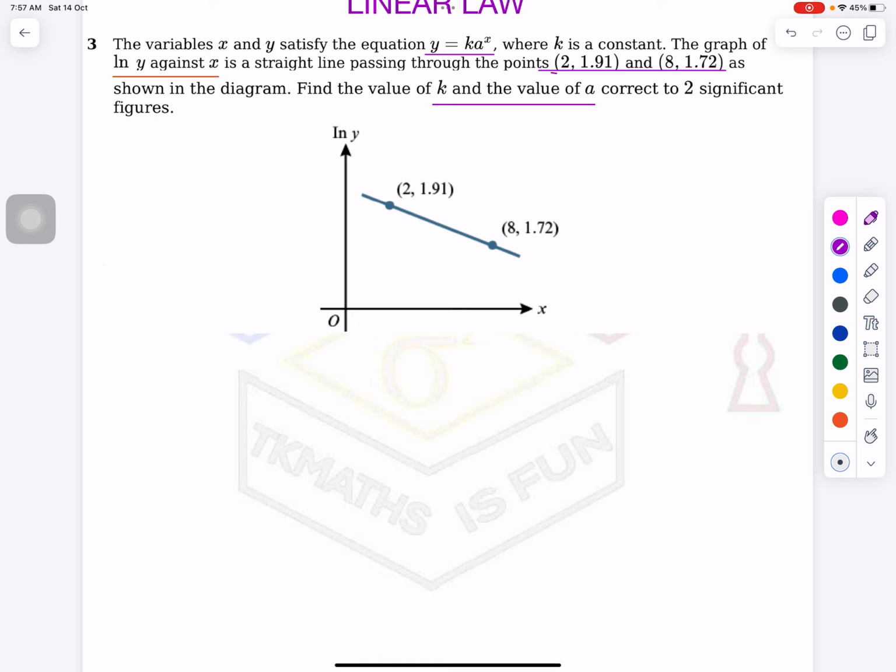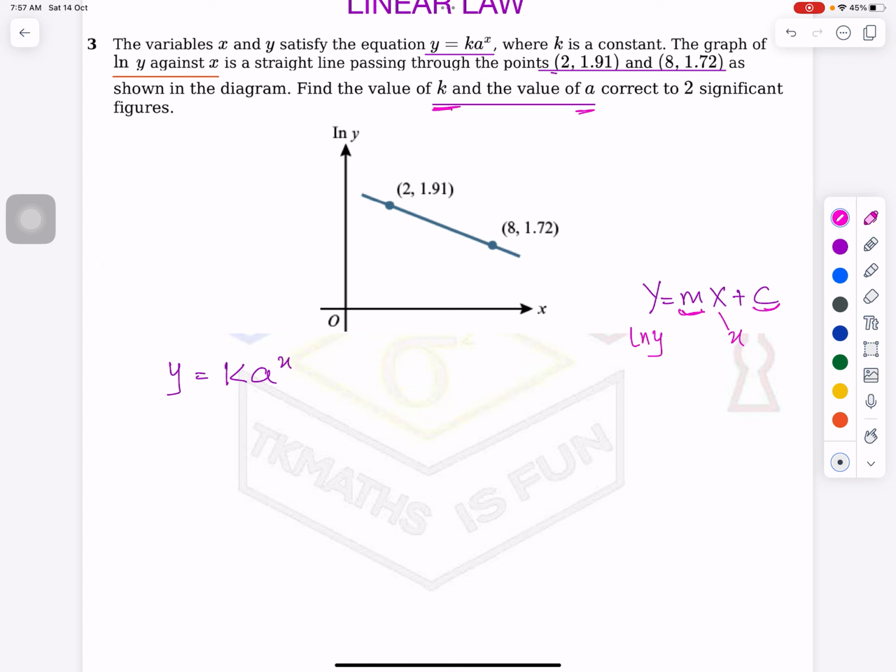So let me first of all change this equation into linear form. Which is my linear form? y equals mx plus c. So at y I should have ln y, and here I should have x. Here I will have constants. What are my constants in this question? k and a. So let's start solving it, or rearranging it basically.